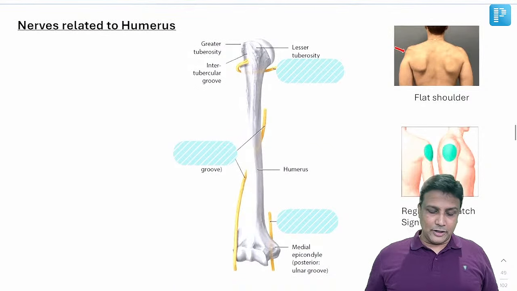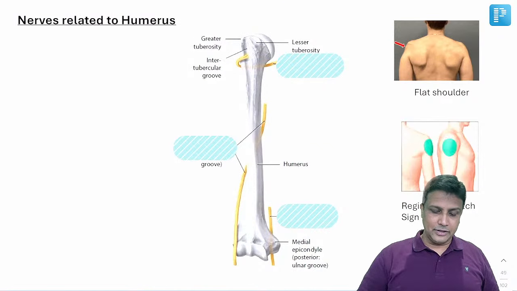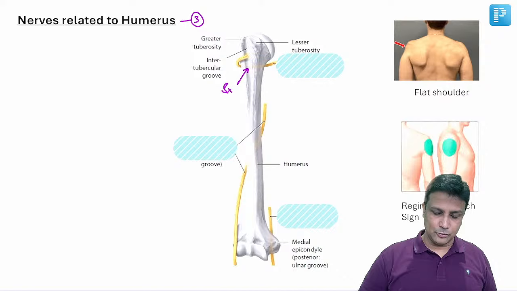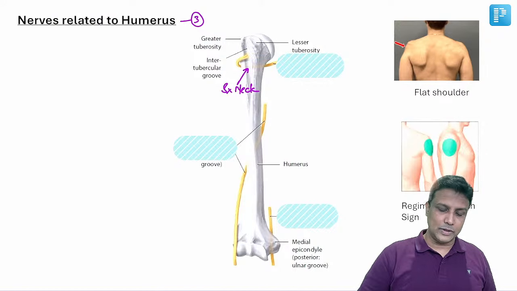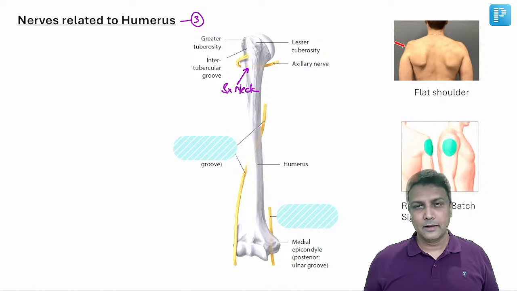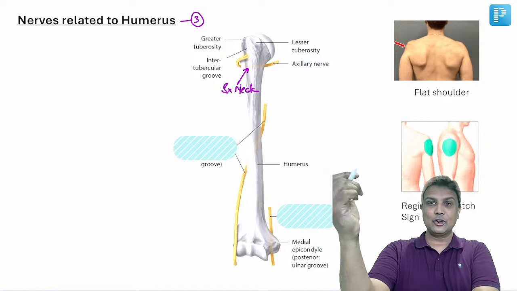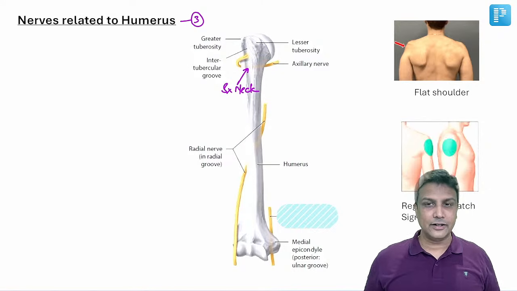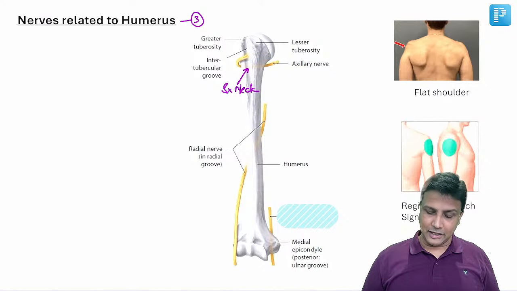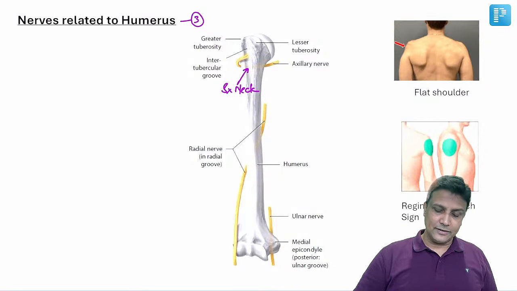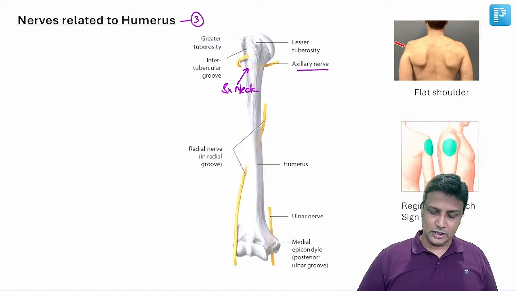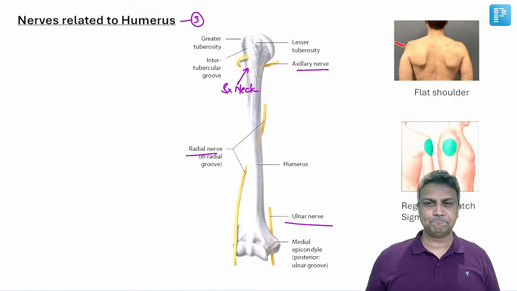Now, another very important concept, nerves related to humerus. Remember, there are totally three nerves which are actually related to humerus. Number one, passing behind the surgical neck of the humerus, this nerve here will be your axillary nerve. Then the nerve which is going to pass in the spiral groove here, this one will be the radial nerve. And the one which is going to pass behind the medial epicondyle here, that will be the ulnar nerve. So there are totally three nerves which are related to the humerus bone here, sir.